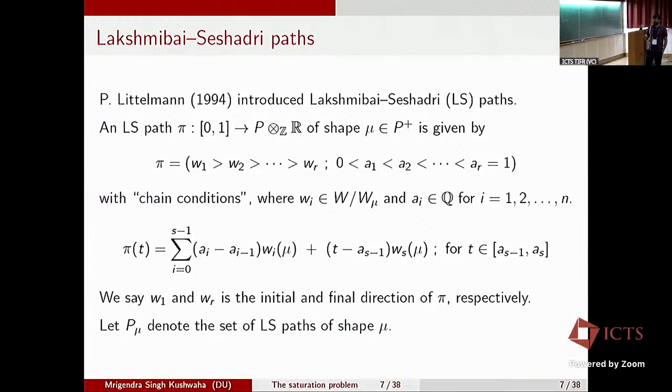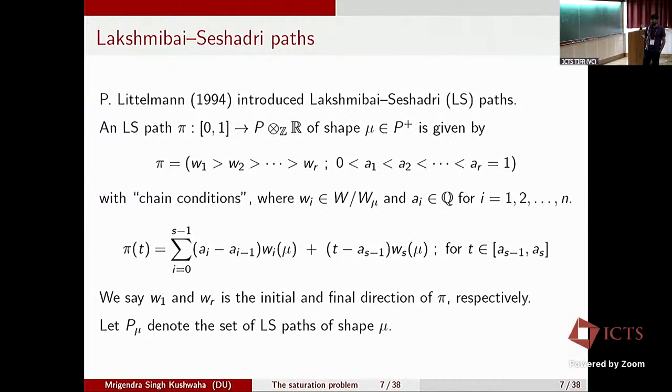So these are some sequence W1 bigger than W2 ... WR, where these WIs are the left poset of W mu. Here W mu is a stabilizer of mu, and this is some bunch of rational numbers between 0 and 1. So this is not just a random sequence. There are some relations between these WIs and AIs, called the chain condition, which I'm not explaining.